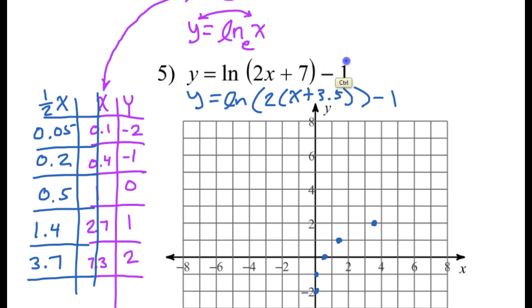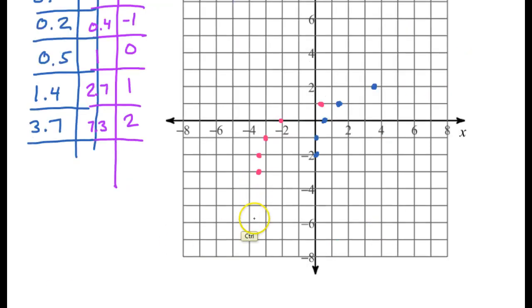So now I can say the plus 3.5 means everything needs to be moved to the left 3.5. The minus 1 means everything needs to be moved down 1. So I'm going to take these 5 points and I will move them left 3.5 and down 1. All right, these red dots represent the final answer.